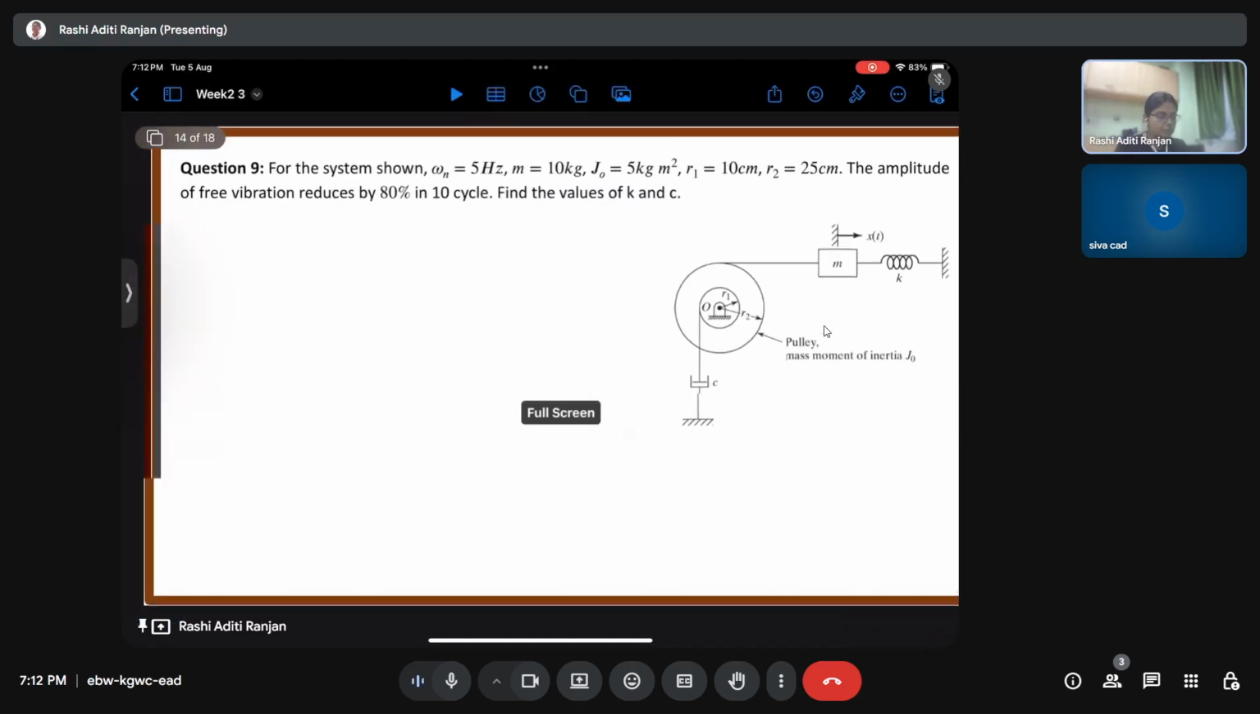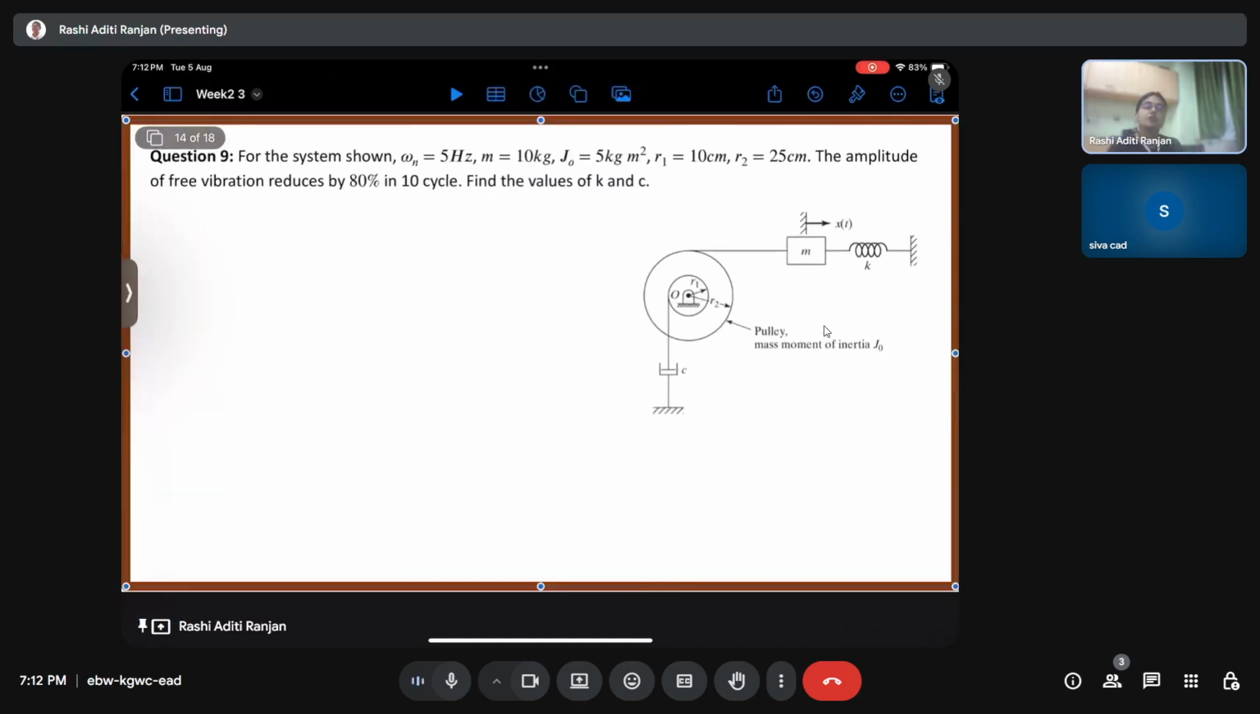Okay, now coming on to question number 9. See, here is also a rotational system. The only difference is that in this rotational system, we have a dashpot. In the earlier question, there was no dashpot, right? But here we do have a dashpot.